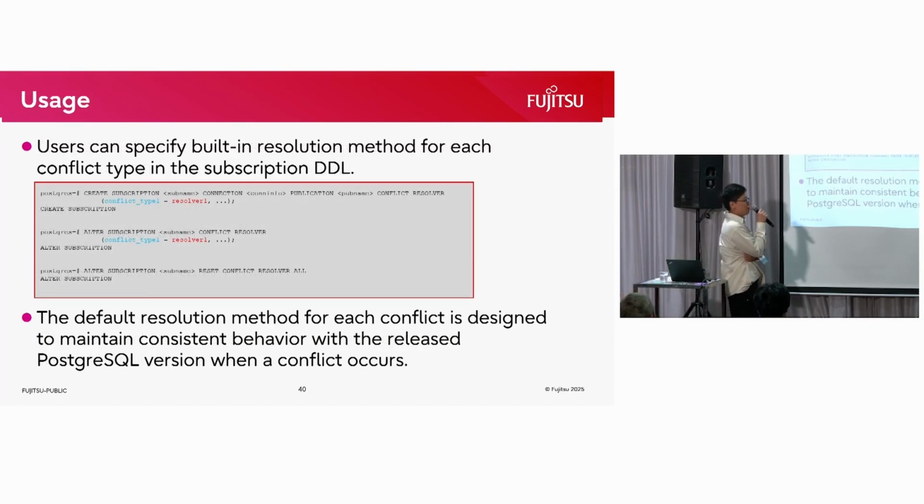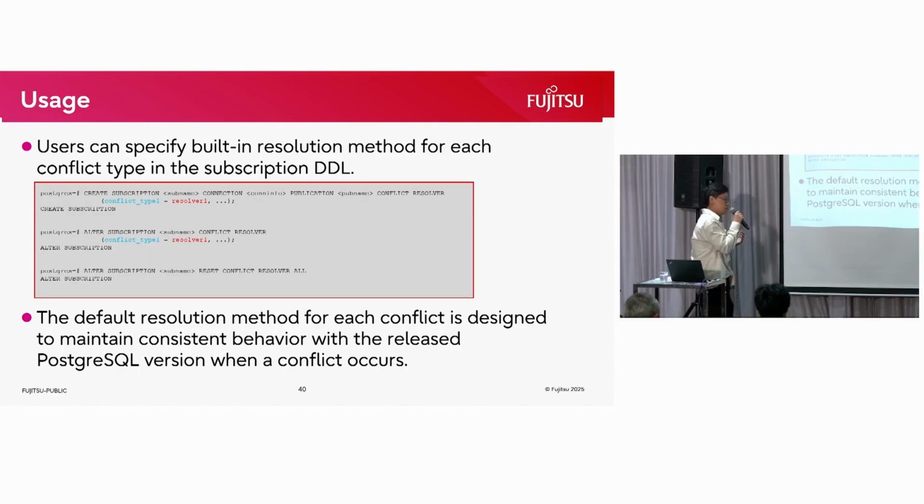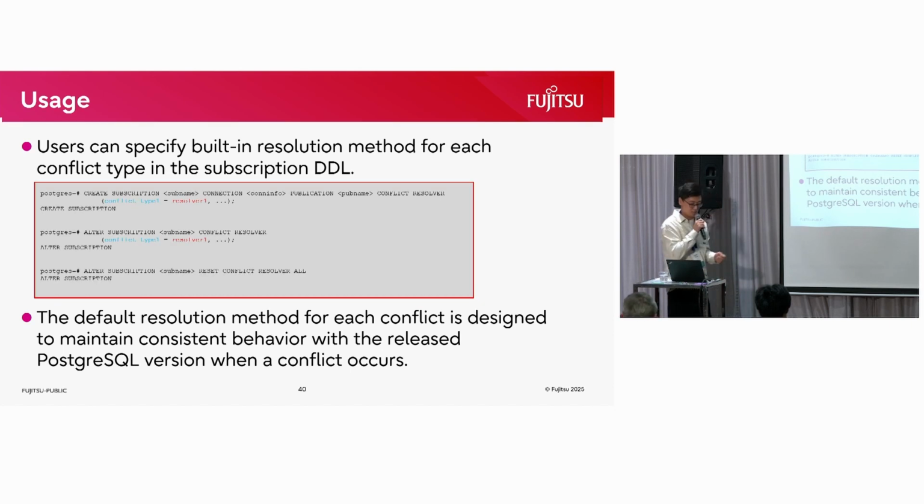And here is how it can be used. So we provide some DDLs. The user can specify the built-in resolution method for each conflict type in the subscription DDL, like CREATE SUBSCRIPTION or ALTER SUBSCRIPTION, and we use a map: conflict type 1 equal to a resolver. You can choose a different resolver for a different conflict type. And if you do not choose any resolution method, by default we will keep the behavior consistent with the released Postgres version when a conflict occurs.